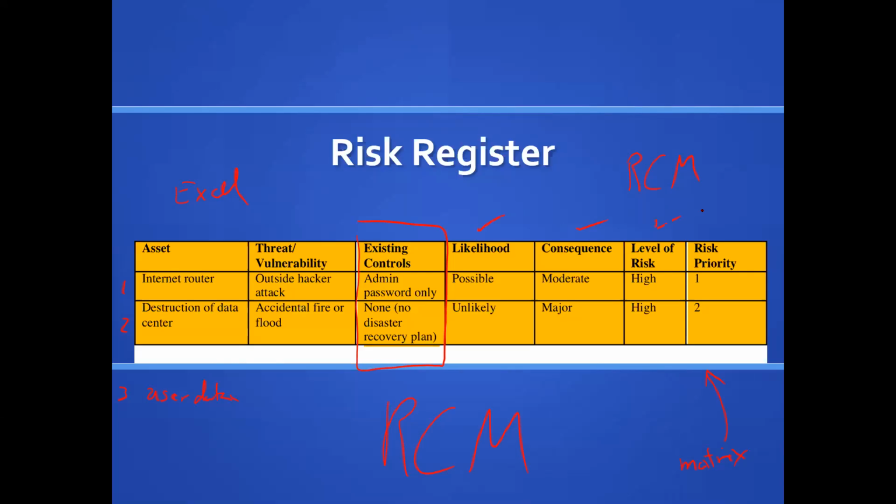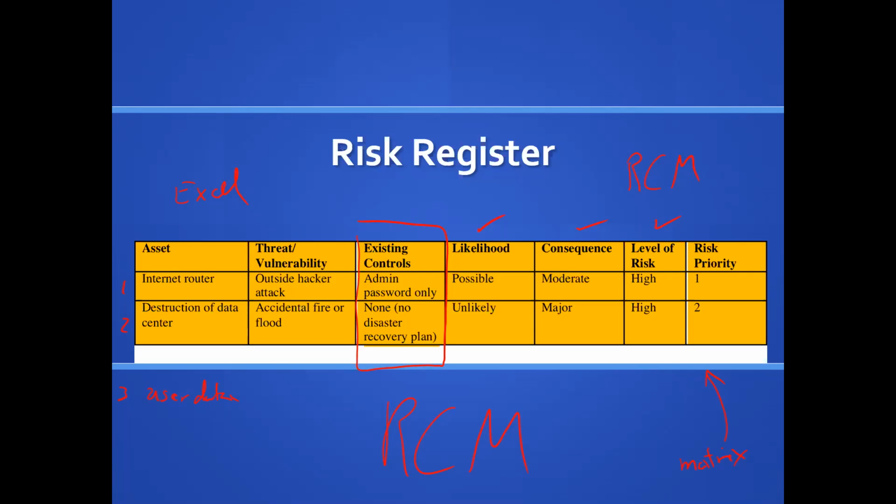So in this case, you can say, for instance, the likelihood of a hacker hacking into the router is possible, okay, but the consequence is moderate. If it does happen, it's moderate. So then, therefore, you can conclude that the level of risk is high for that one.